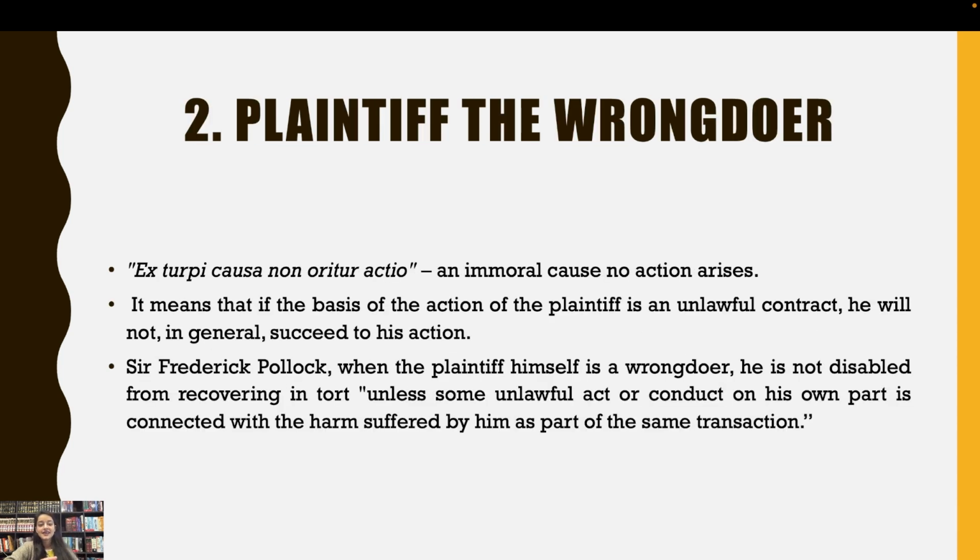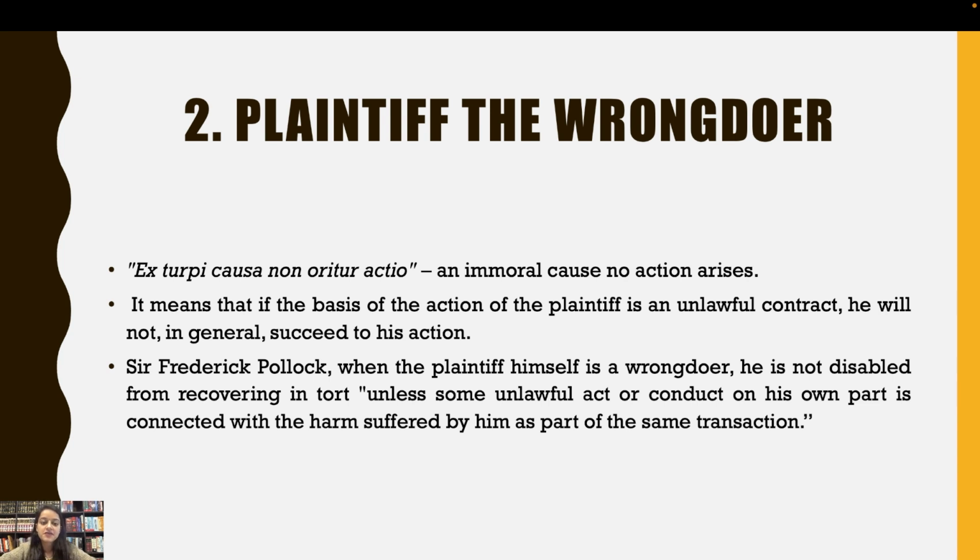Now, the next is the plaintiff himself is the wrongdoer. Then he cannot say that I want remedy out of the defendant. When the plaintiff himself is the wrongdoer, he cannot claim a remedy from the defendant. This is defined by the Latin maxim, ex turpi causa non oritur actio. That is, an immoral cause, no action arises. For an immoral cause, no action arises.